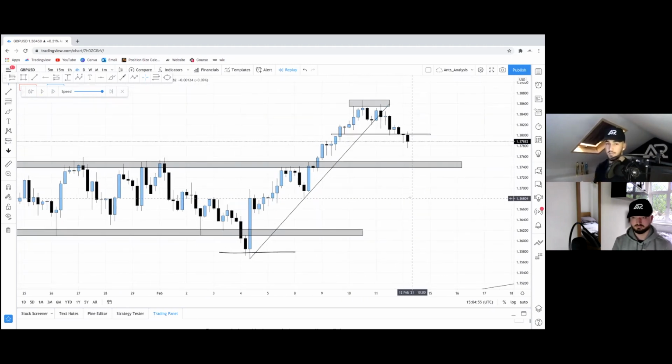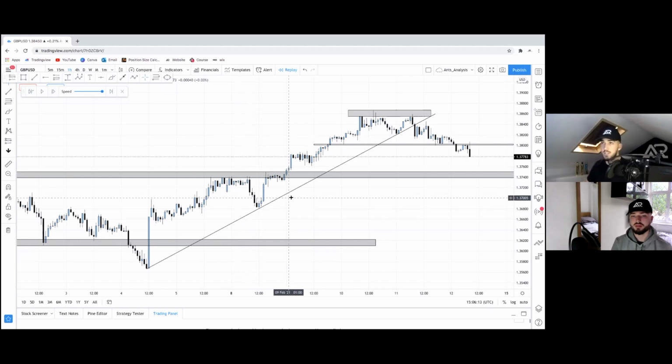We need to add together some confluences for us to do so. And this is where we saw our sell position. So if I jump down to the 1 hour time frame. Okay, yeah, so this is the 1 hour time frame now.